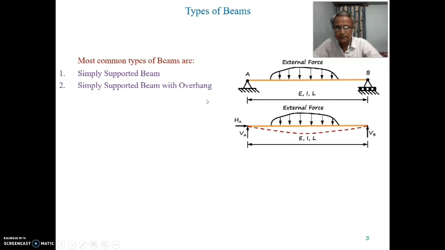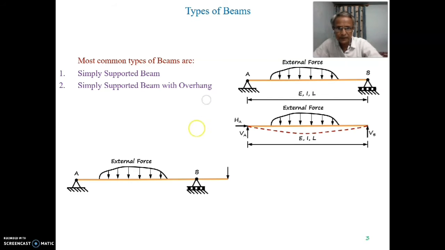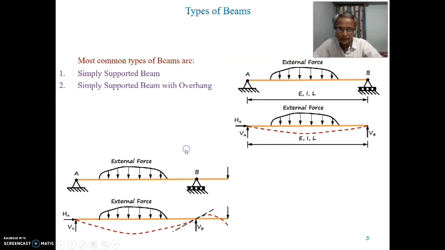The other system is also a simply supported beam, but there may be an overhang as shown in this particular diagram. So this part over B is called overhang, in which the reaction components will be the same as before, but the deflected shape will be a little bit different.